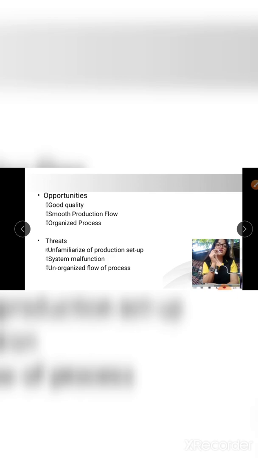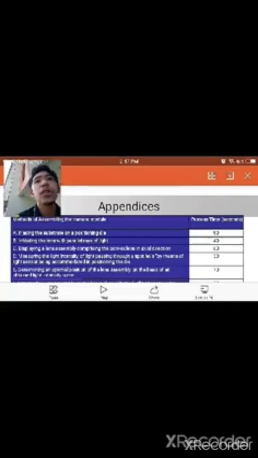For opportunities, we can provide good quality, smooth production flow, and an organized process. In the threats, there is the unfamiliarity of the production setup, system malfunction, and unorganized flow of process. The module runs within a 3 month period with a 9-hour shift per day and 6 days of duty a week.